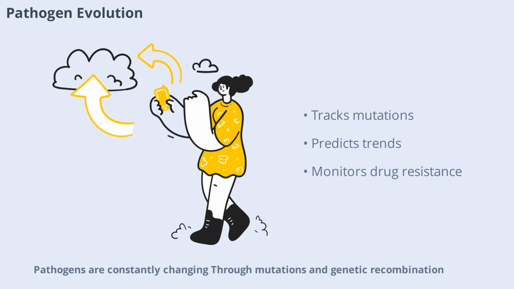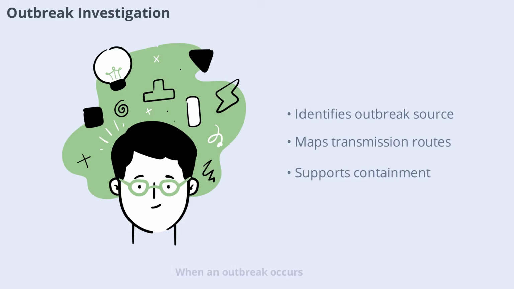Pathogens are constantly changing. Through mutations and genetic recombination, they can adapt to new hosts, evade immune systems, or become resistant to drugs. Genomics helps us track these changes in real time. By comparing genetic sequences from different times and places, scientists can map out how a pathogen is evolving and predict future trends.